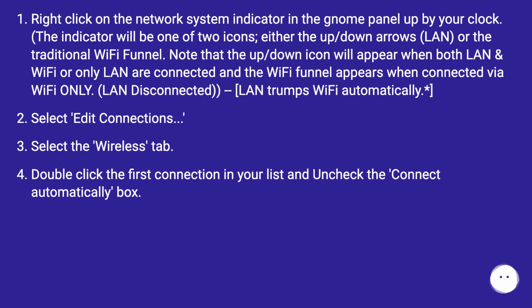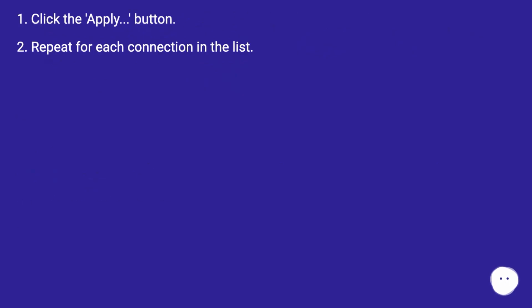LAN disconnected, LAN trumps Wi-Fi automatically. Select Edit Connections. Select the Wireless tab, double-click the first connection in your list and uncheck the Connect Automatically box. Click the Apply button. Repeat for each connection in the list.